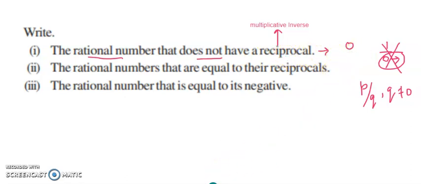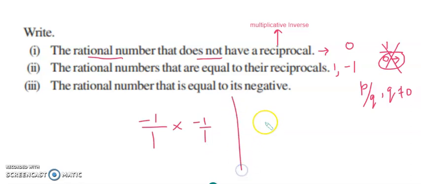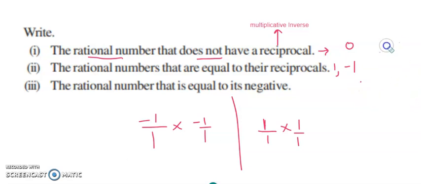Okay. Next, rational numbers that are equal to their reciprocal: 1 and minus 1. Minus 1 over 1, if you just flip it, you're going to get minus 1 over 1. Similarly, if you have 1 over 1, you flip it, you will get 1 over 1. So the numbers equal to their reciprocal are 1 and minus 1. Clear? Next, the rational number that is equal to its own negative. Negative means additive inverse, and that is 0. Plus 0 or minus 0 never exists separately.